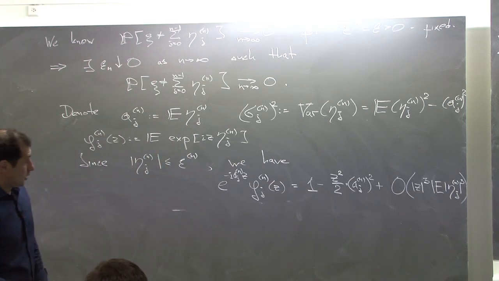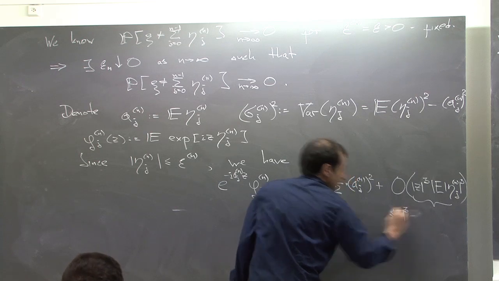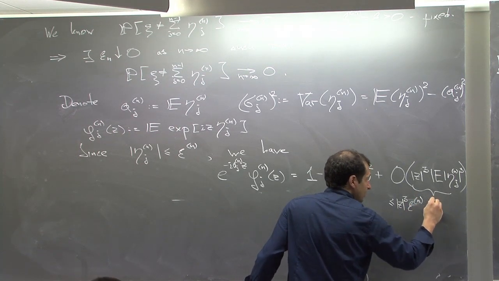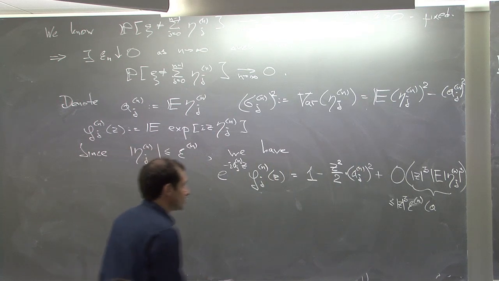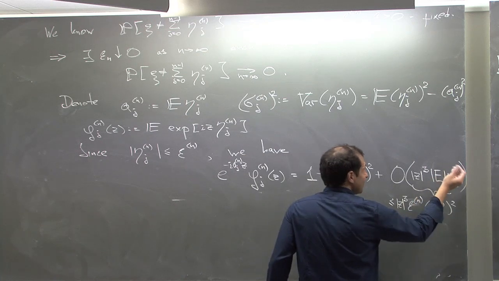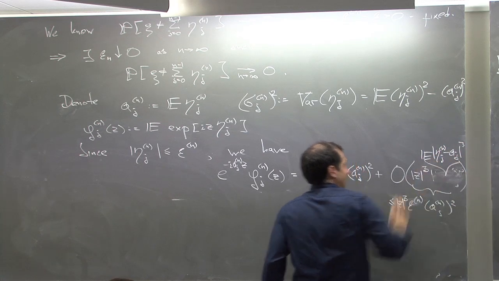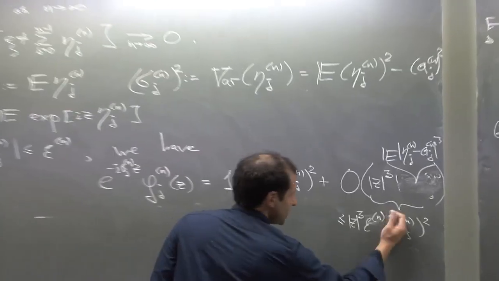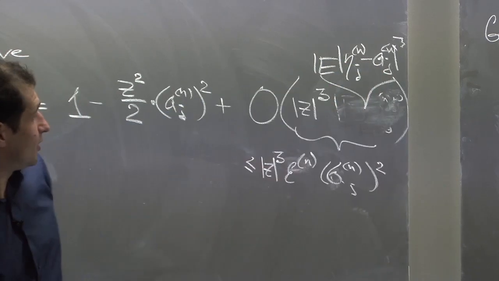By the way, this is less than z cube over epsilon. I'm sorry for this. Well, one needs to correct this a bit, so I've subtracted the mean value, so here it must be the expectation of the absolute value of eta minus a_n cubed. And this is sigma, of course. So what happened? Here is just the third moment.